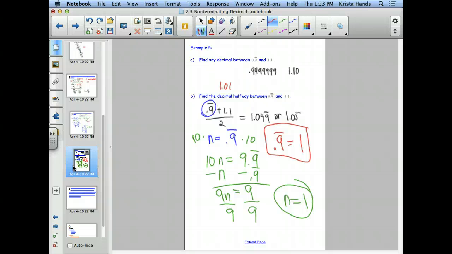So it makes sense that we should be getting 1.05, right? Because halfway between 1 and 1.10, think money, is 1.05. That's what it is. How crazy is that? Crazy.